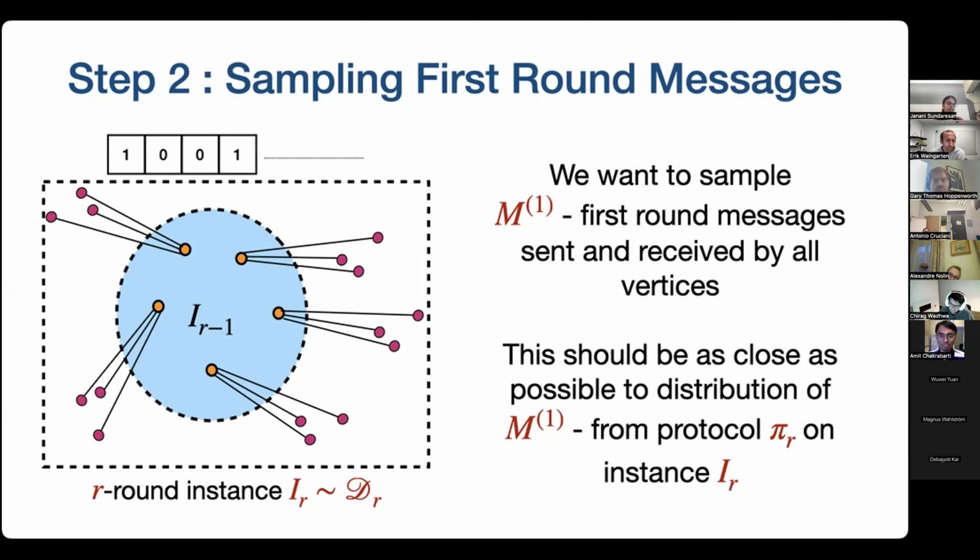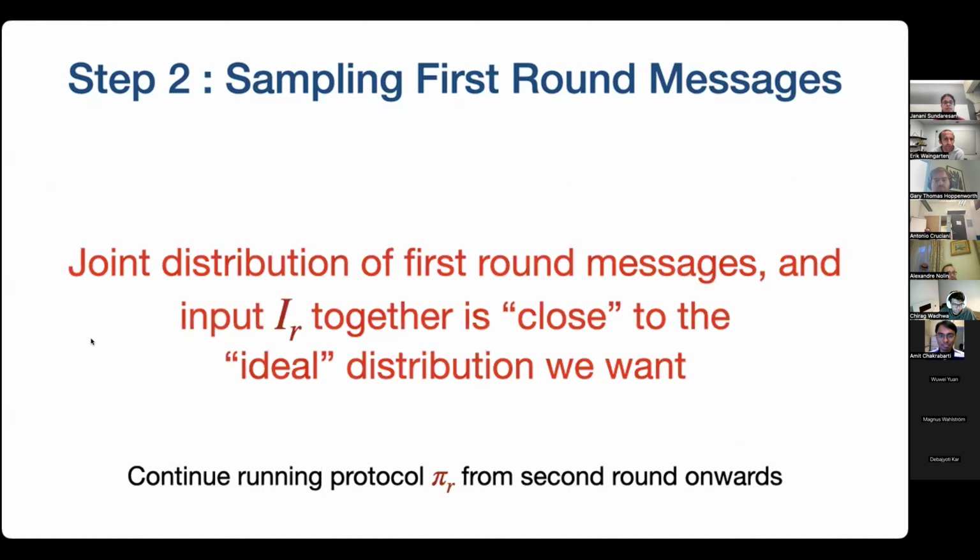So this is the main technical part, and this is where the bulk of our efforts went. What we're doing is we're able to sample these first round messages from either public randomness or private randomness or some other sources, so that the joint distribution of the first round messages and the input IR together is going to be close to the ideal distribution they would have had. The ideal distribution, as in the distribution that they would have gotten in PyR. So this is going to be very close to this distribution.